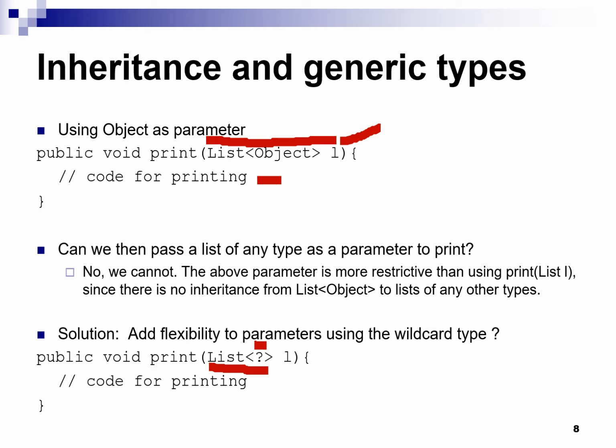So list of question mark means list of anything. A declared list of strings, a declared list of integer, a declared list of whatever. Then this question mark will get substituted by the type that we have at runtime.